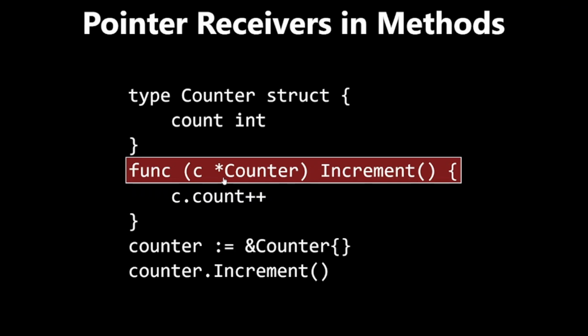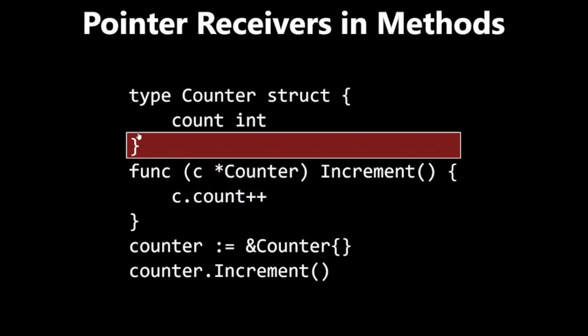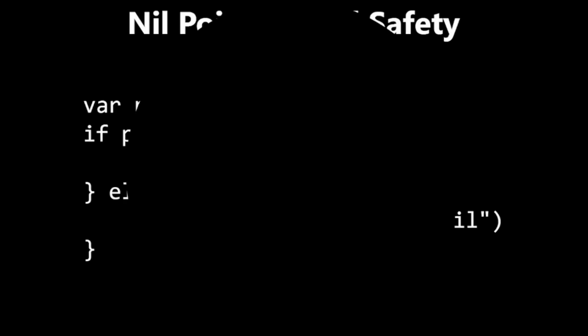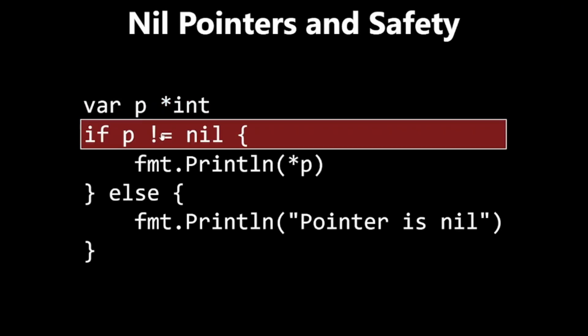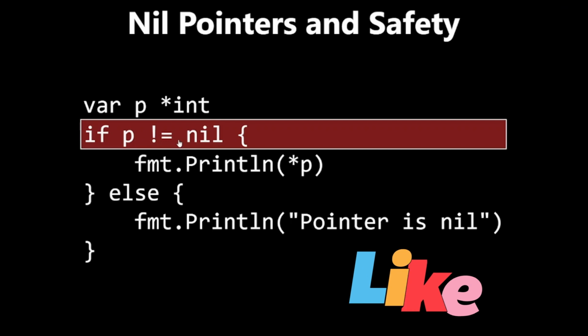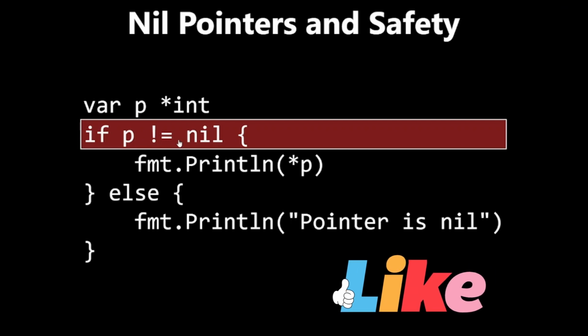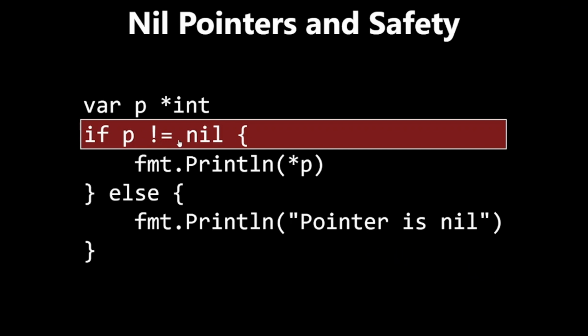Nil pointers and safety. A nil pointer is a pointer that doesn't point to anything. In Go, pointers are initialized to nil by default if you don't assign them a value. Attempting to dereference a nil pointer will cause a runtime panic. That's why it's crucial to check if a pointer is nil before dereferencing it, as shown in our example. This nil checking is a common pattern in Go and is part of writing safe and robust code.